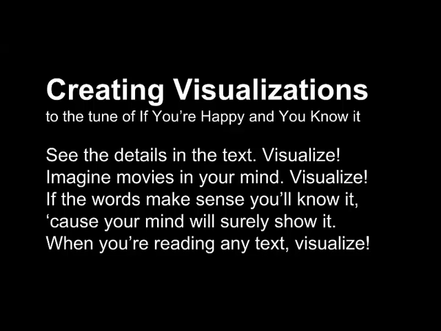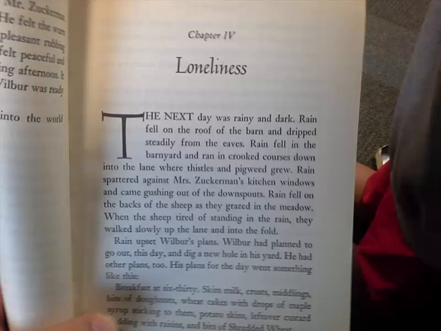Hopefully everybody's ready. The next day was rainy and dark. Rain fell on the roof of the barn and dripped steadily from the eaves. Rain fell in the barnyard and ran in crooked courses down into the lane where thistles and pigweed grew. Rain spattered against Mrs. Zuckerman's kitchen windows and came gushing out of the downspouts. Rain fell on the backs of the sheep as they grazed in the meadow. When the sheep, tired of standing in the rain, they walked slowly up the lane and into the fold.